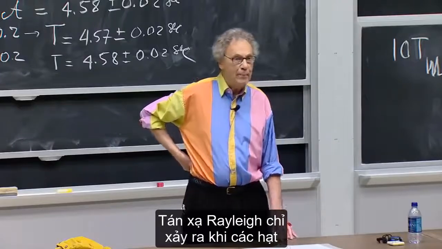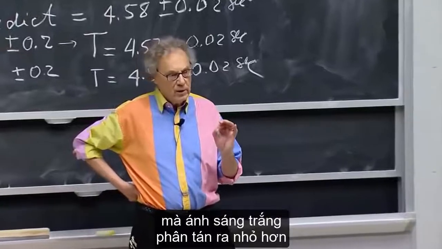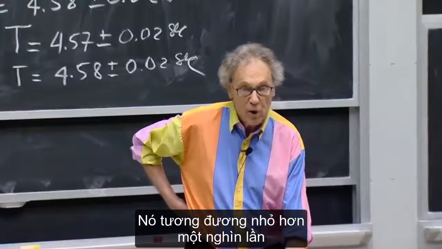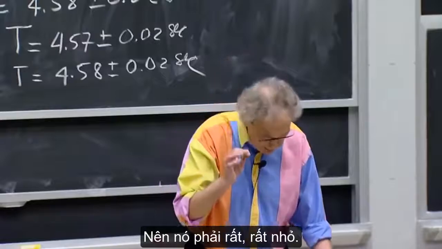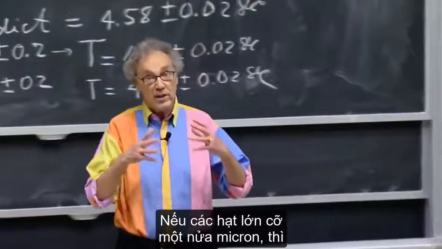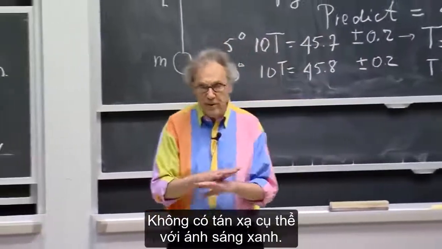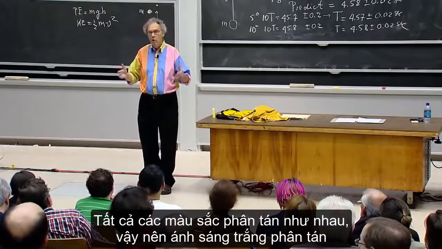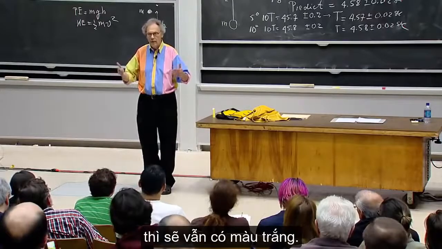Rayleigh scattering only happens when the particles off which the white light scatters are smaller than 1/10 of a micron. That means 1,000 times smaller than the thickness of your hair. So it has to be very, very small. If the particles are as large as 1/2 micron, then there is no longer Rayleigh scattering. There is no preferred scattering for the blue light. All colors scatter equally, and so white light scattered off particles that are 1/2 micron or larger remains white.